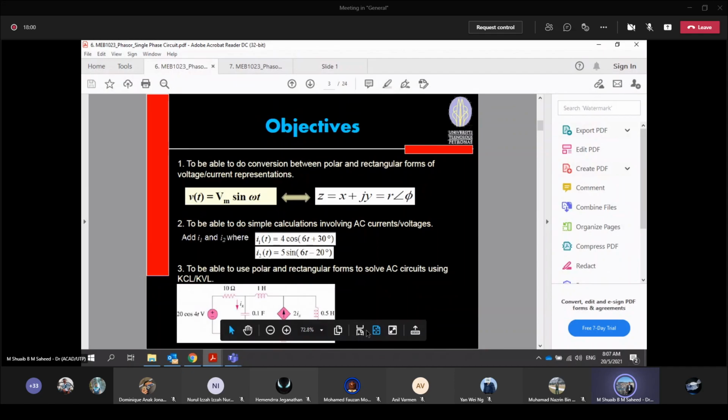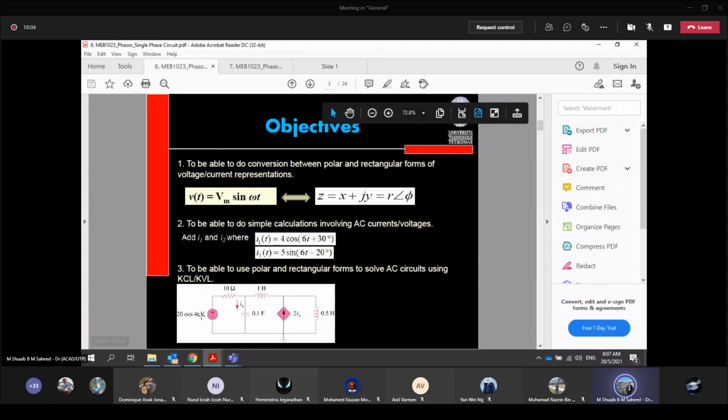Now you can see that the circuits do not just contain resistors but also capacitors and inductors. So you have to be careful, but the way you solve this is still the same, using Kirchhoff's current law and Kirchhoff's voltage law, and subsequently employing Ohm's law.